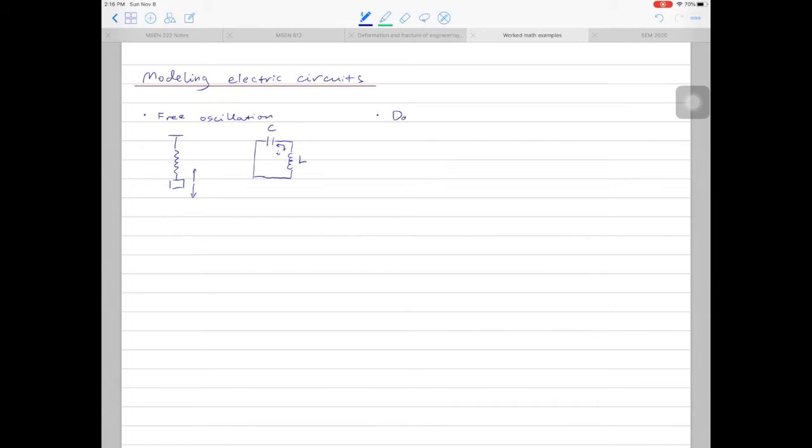After free oscillation, we also discussed the damped oscillation. In the spring system, you have a weight, you have a spring, and you also have a dashpot. In the equivalent electrical circuit, you have the capacitor, induction coil, as well as a resistor.